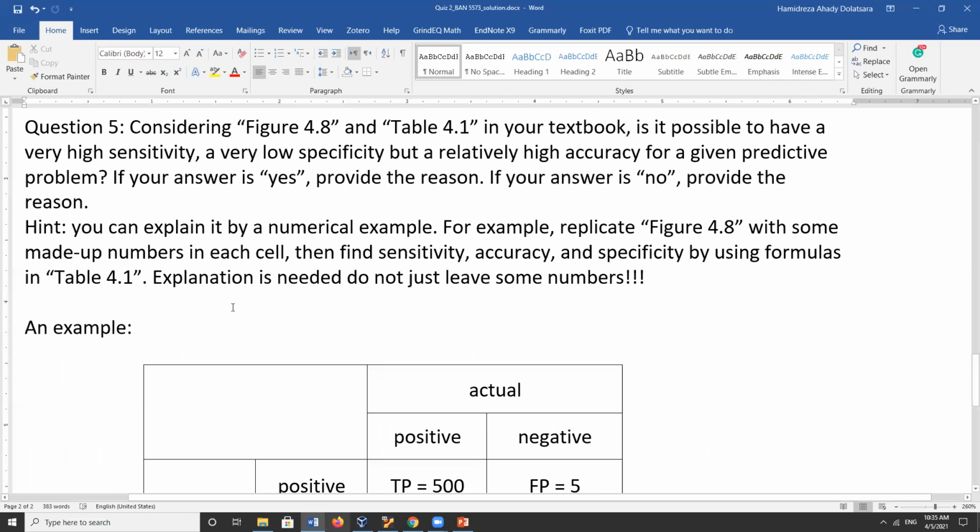Question 5. Consider figure 4.8 and table 4.1 in your textbook. Is it possible to have a very high sensitivity, a very low specificity, but a relatively high accuracy for a given predictive problem? If your answer is yes, provide the reason. If your answer is no, provide the reason. So for the reasons, I just said maybe you can use a numerical example.